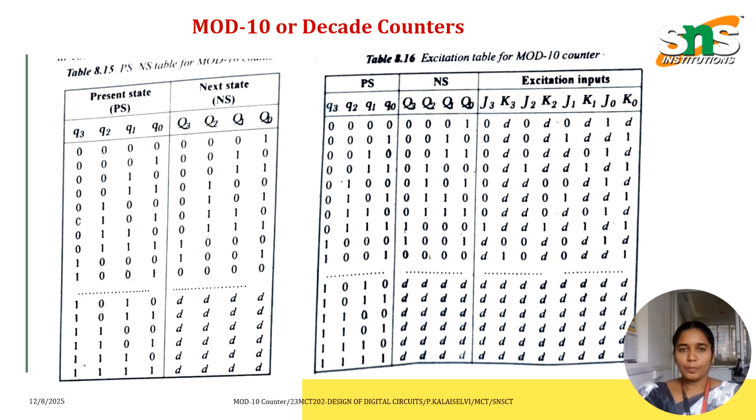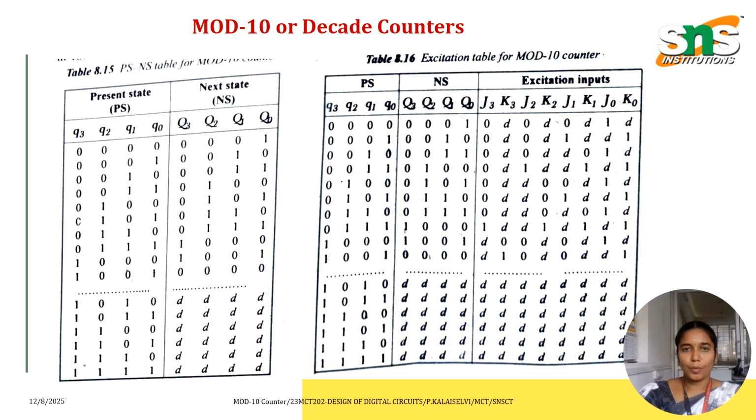MOD-10 counters are designed using JK flip-flops, T flip-flops, or D flip-flops. Among these, IC 7490 is a decade counter IC which is used in practical circuits. These counters are essential building blocks of digital clocks, frequency dividers, timer circuits, and embedded system counters.